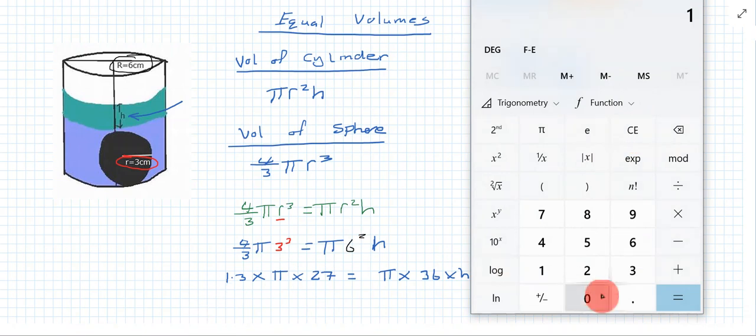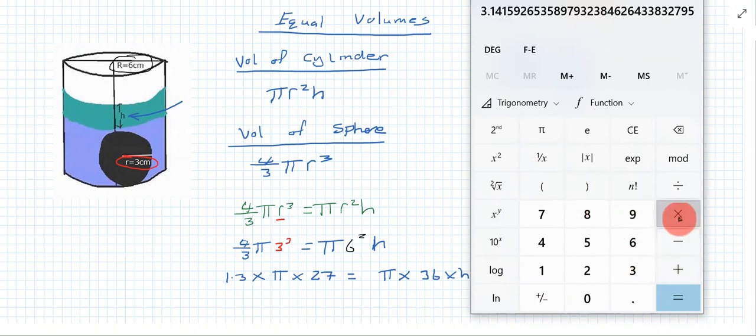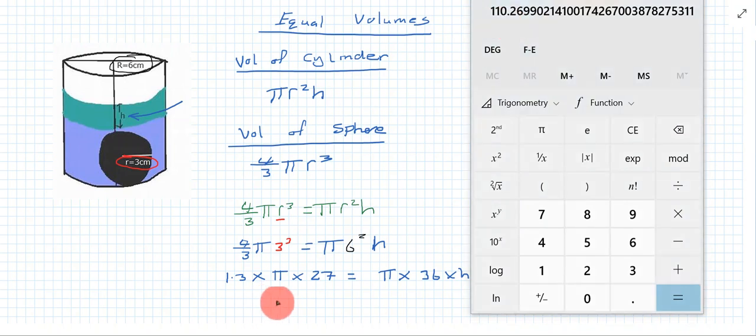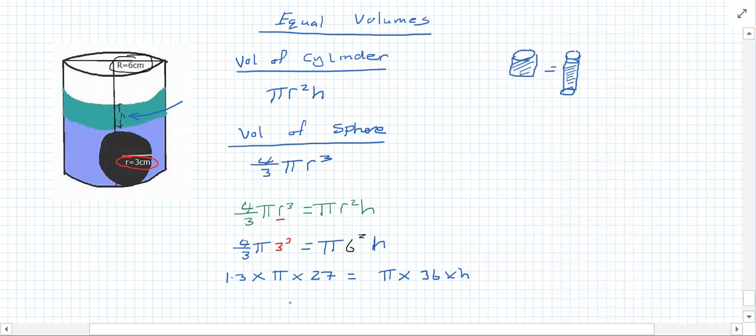So what we can do then is multiply this out. So 1.3 multiplied by pi multiplied by 27, that's equal to 110.2, so we'll just round it to 110. So 110 is equal to pi times 36 times height. So let's work that one out.